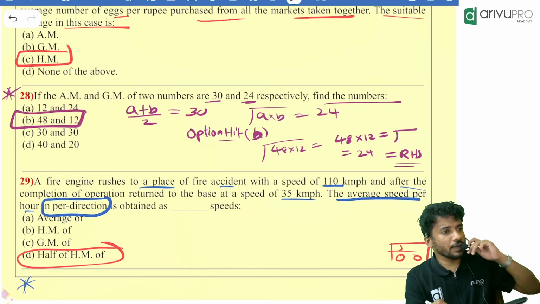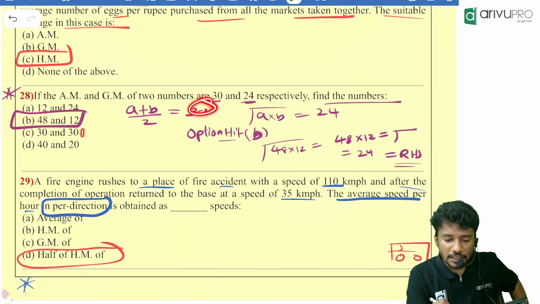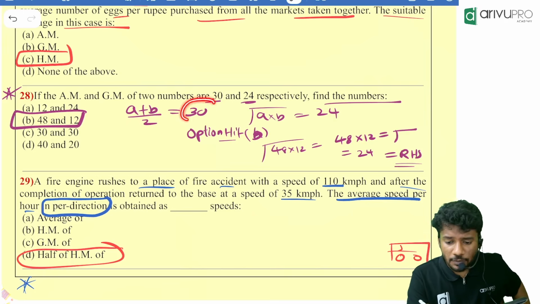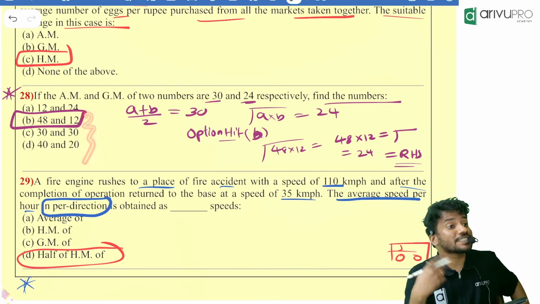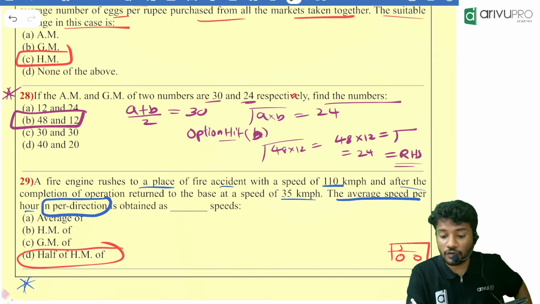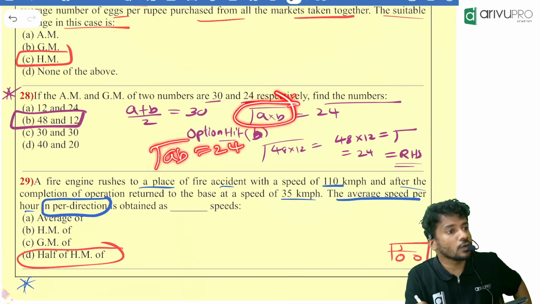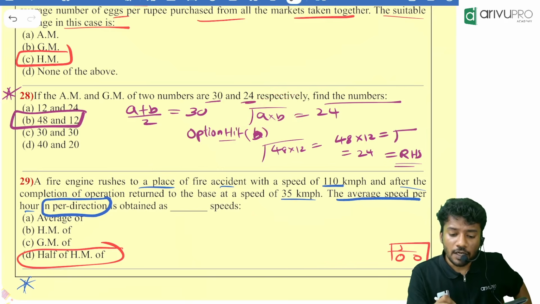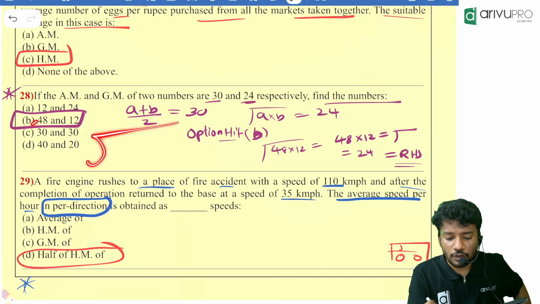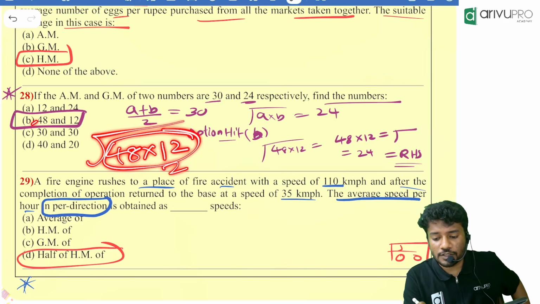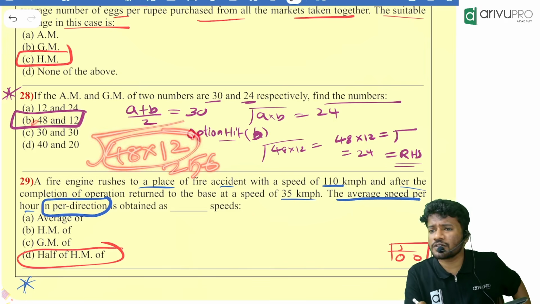Then 48 plus 12 divided by 2 is 30. 30 plus 30 divided by 2 is 30. 40 plus 20 divided by 2 is how much? 30. All the three options can be an answer. So we will go for geometric mean also. Root of A into B, which is equal to 24. First option we will check: root of 48 into 12. 48 into 12 is how much? You got it as 256. How much did you get? 48 into 12?